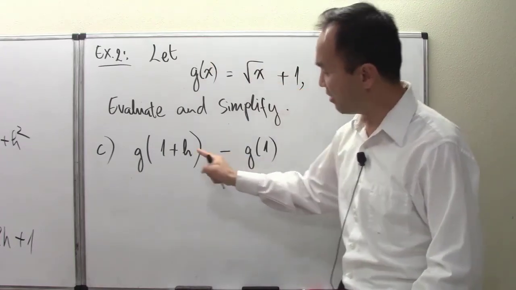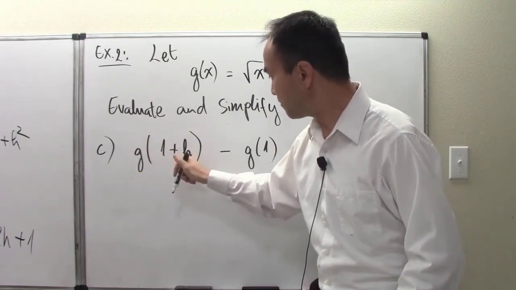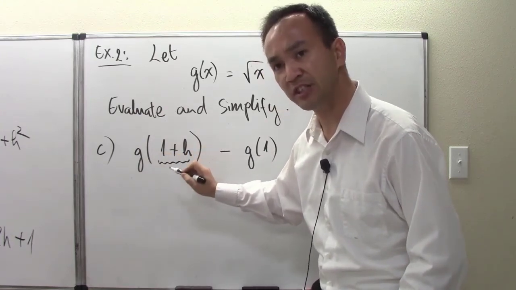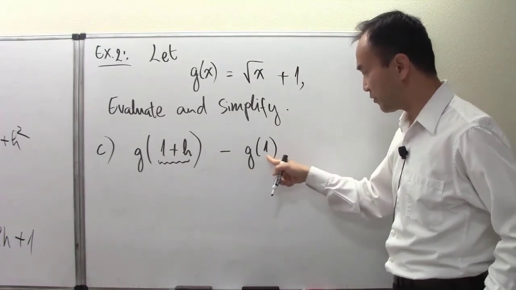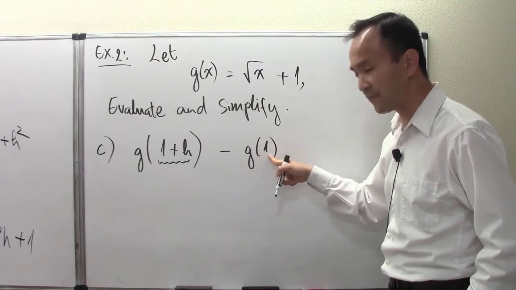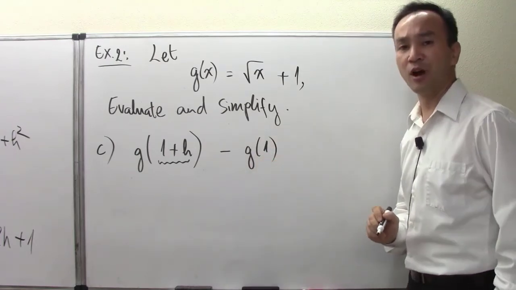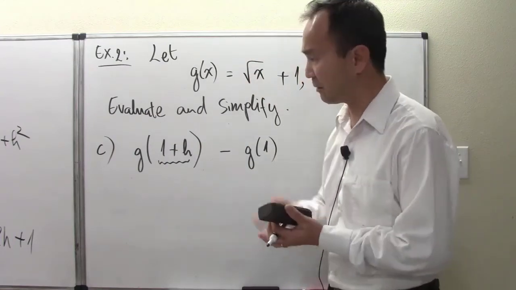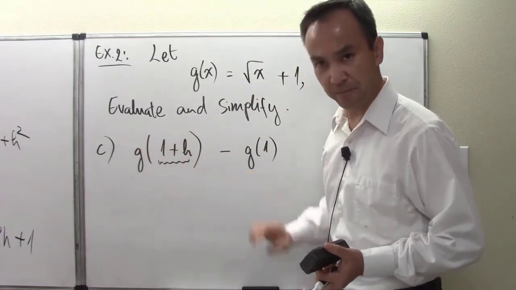Okay, so now in this particular expression, the entire expression 1 plus h is going to be substituted for the input. And then here we're going to subtract the function at x equals 1, at the input equals 1. Okay, and now I'm going to use some scratch work again. So I'm going to navigate over to my other board and complete this part right here.